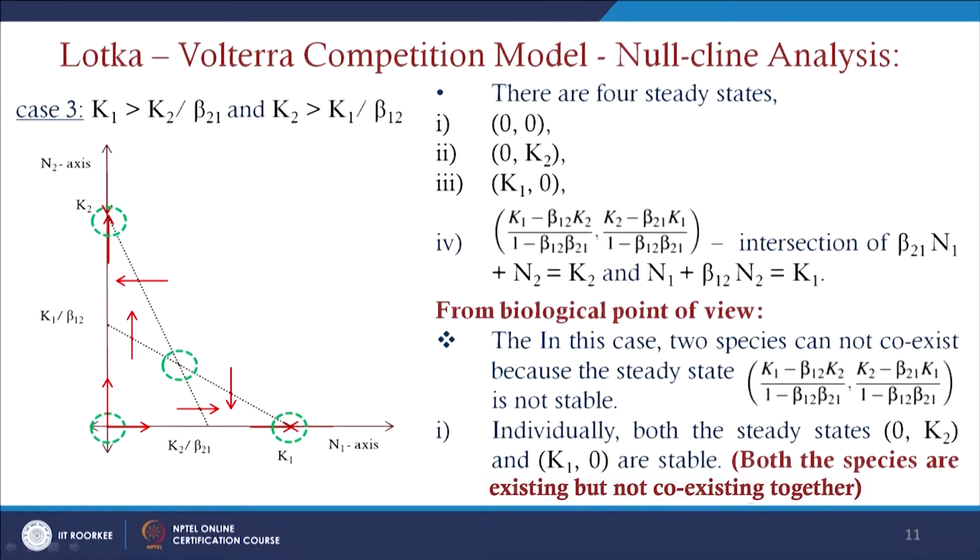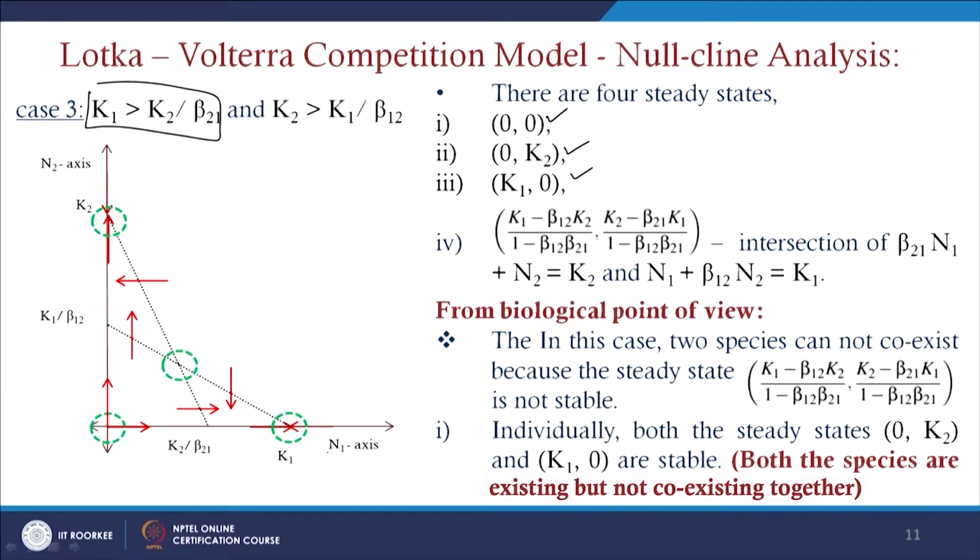Third case, if you consider K1 is greater than K2 by beta 2 1 here, and K2 is larger than K1 by beta 1 2, we will have these equilibrium points (0, 0), (0, K2), (K1, 0), and we can find that the fourth point exists as ((K1 minus beta 1 2 K2) by (1 minus beta 1 2 beta 2 1), (K2 minus beta 2 1 K1) by (1 minus beta 1 2 beta 2 1)). That is the intersection of these lines, which are drawn from K2 by beta 2 1 and K1 by beta 1 2 to K1 here.